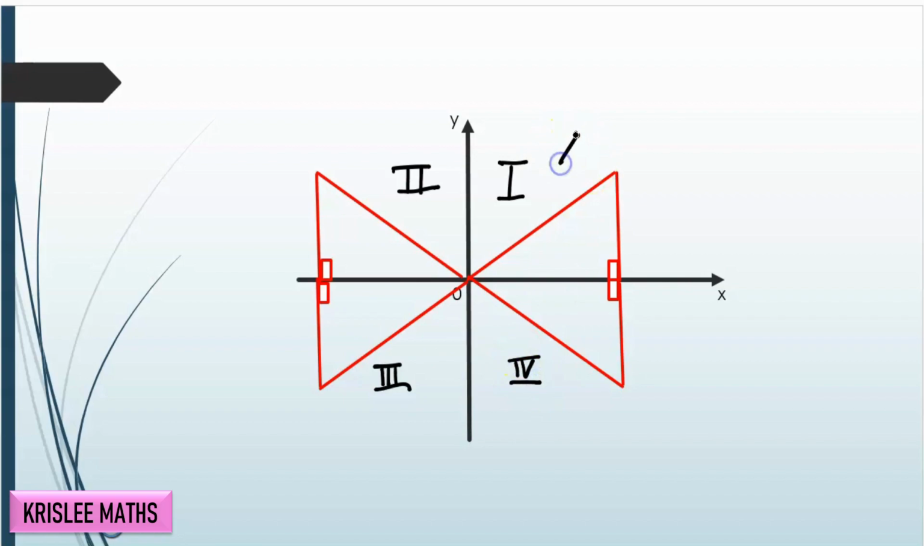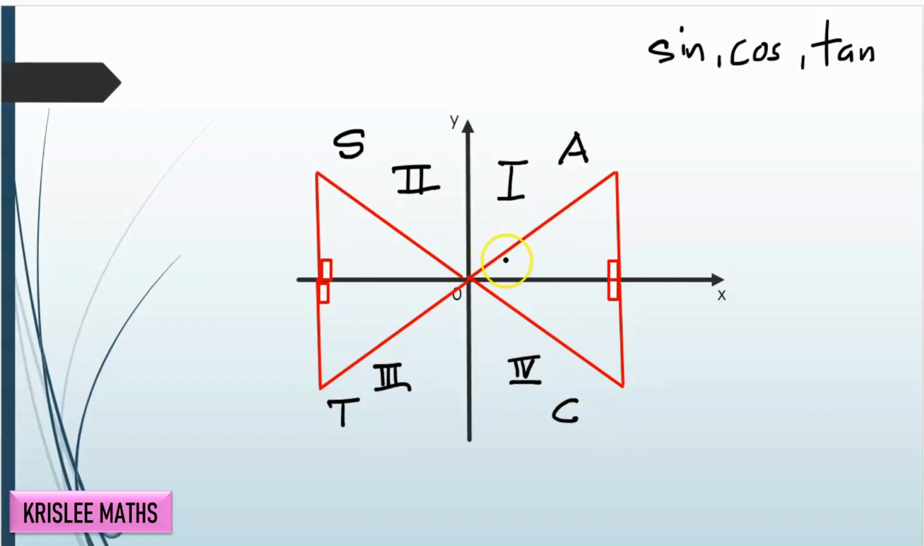In first quadrant, all are positive, that means sine, cos, and tangent. In second quadrant, it is only sine positive. So in order to do this, you just remember "add sugar to coffee". Okay, it's easy for you to remember. So A for all, S for sine: only in second quadrant is sine positive. In third quadrant only tangent is positive, and in fourth quadrant it is cos.